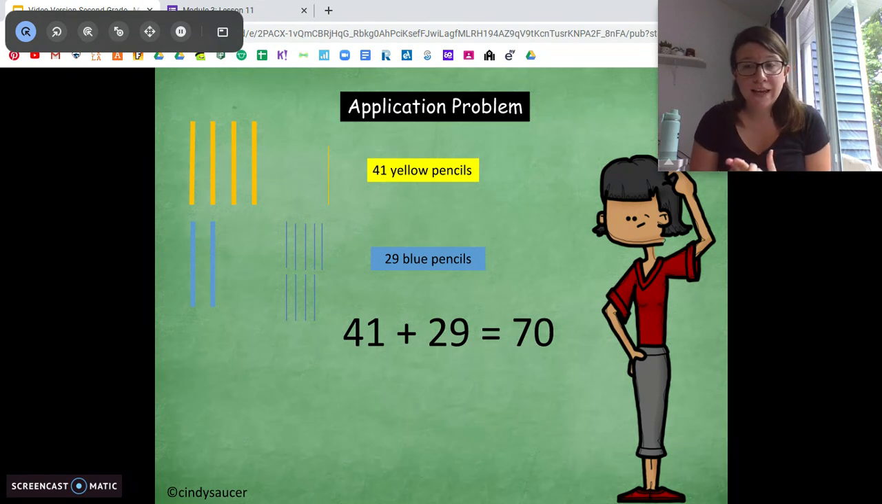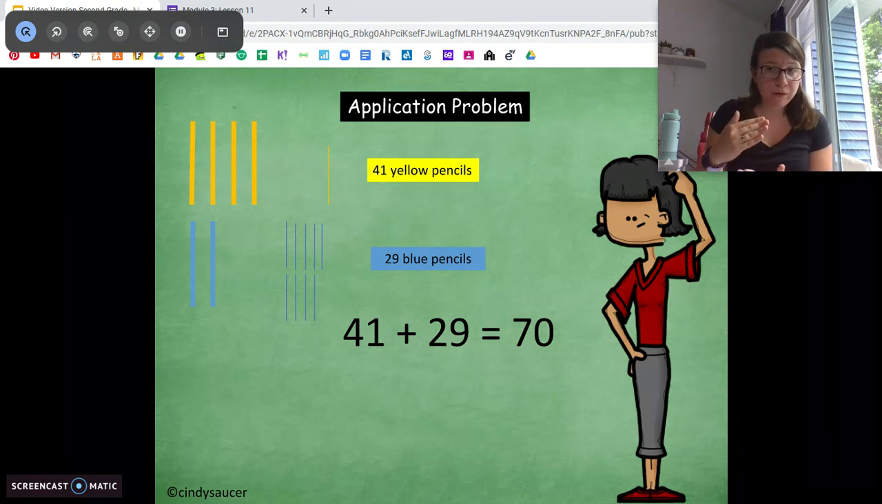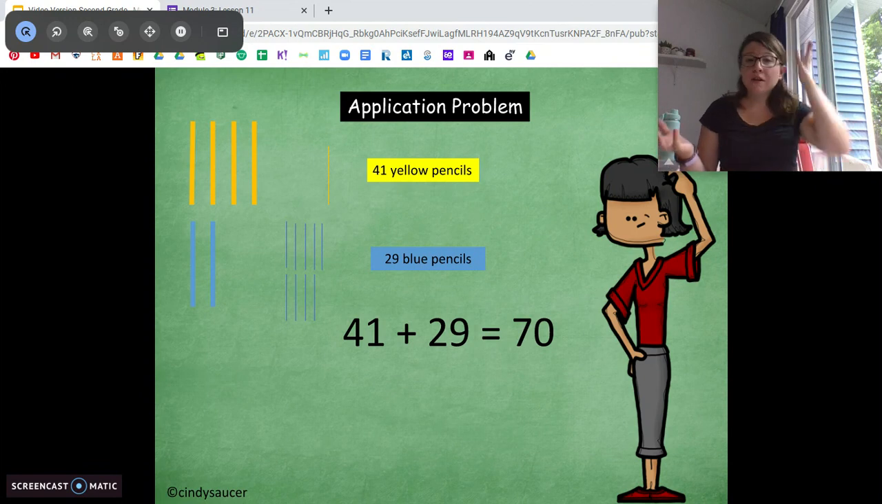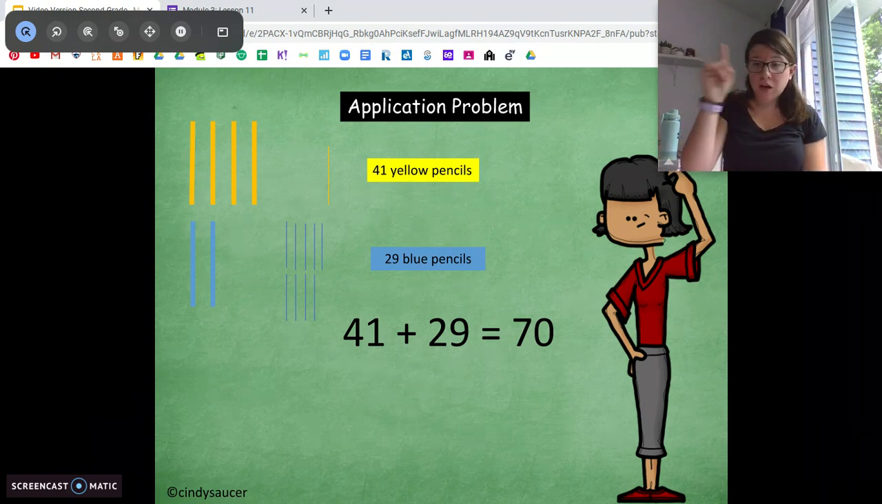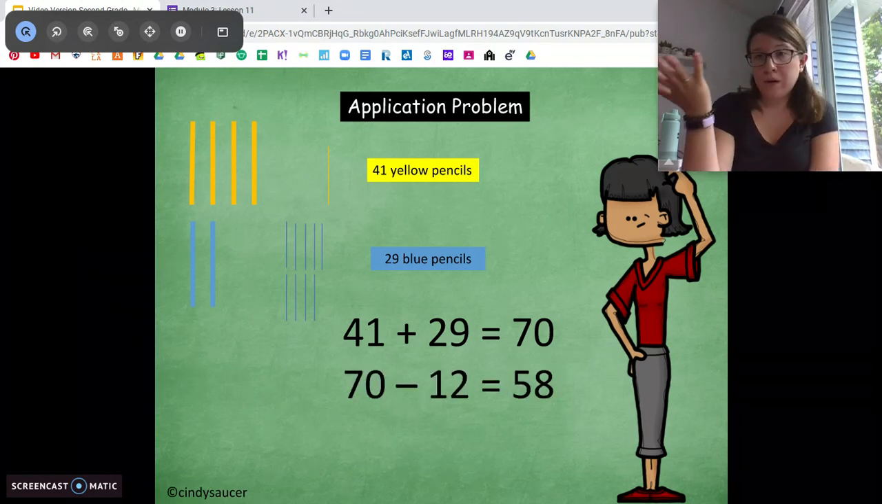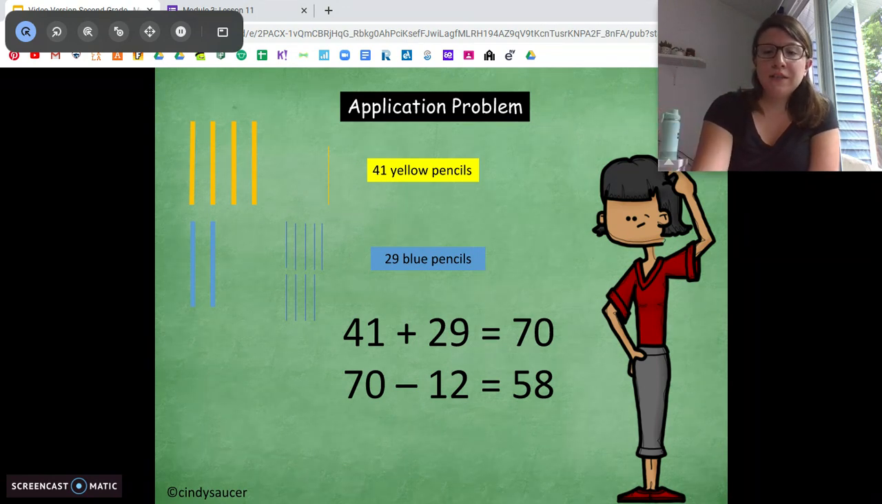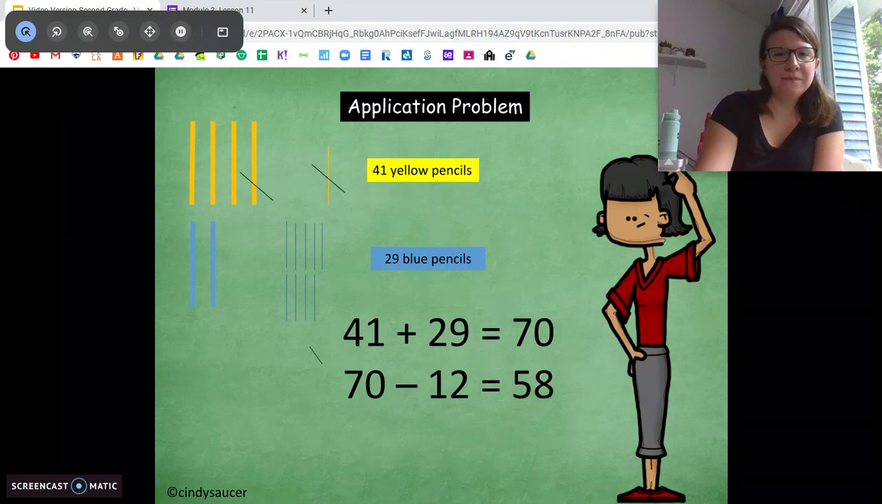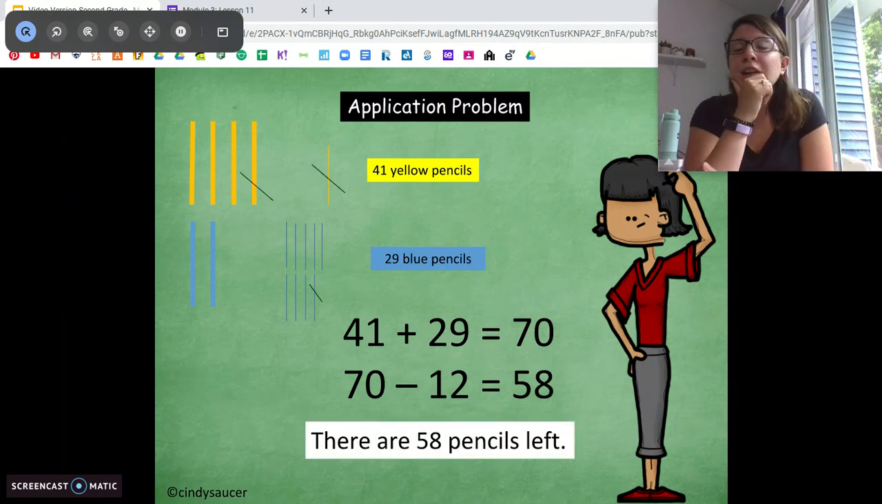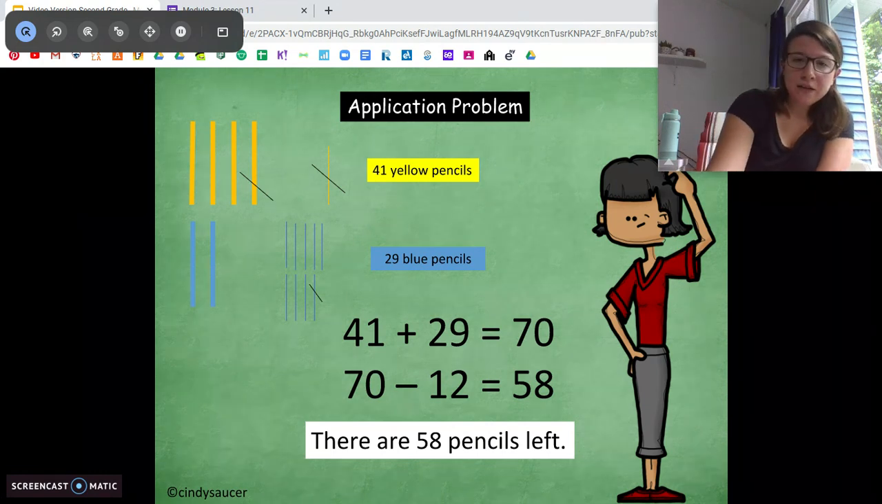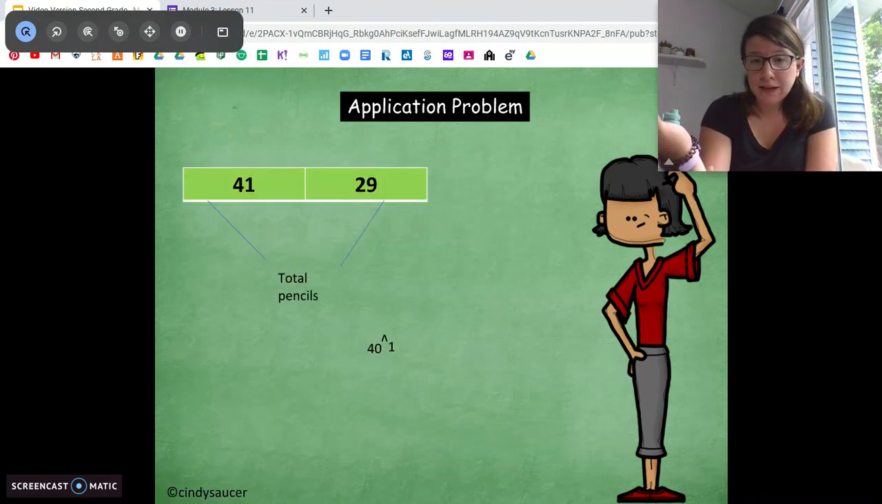From there, we want to take away the 12 that were broken because we want to find out how many are left. So one way to do this would be to cross off, or you can subtract using the decomposing strategies we've been talking about. Whatever works best for you, go right ahead, and you should get 58 pencils. Ta-da! Now another way to do this would be a tape diagram.